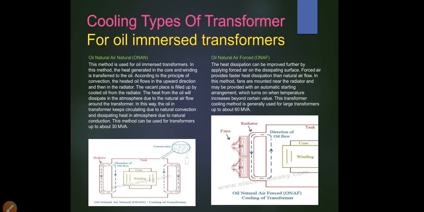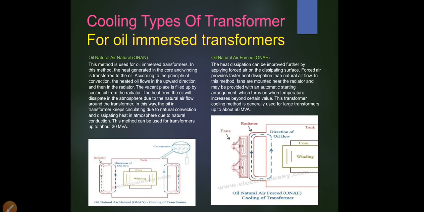What is the difference between these two, oil natural air natural, or oil natural air forced? This one is applicable up to 30 megavolt amperes, but here it is 60 megavolt amperes. These two circuits are shown here. This is the oil natural air natural circuit, the cooling of the transformer like this. And the oil natural air forced is like this.